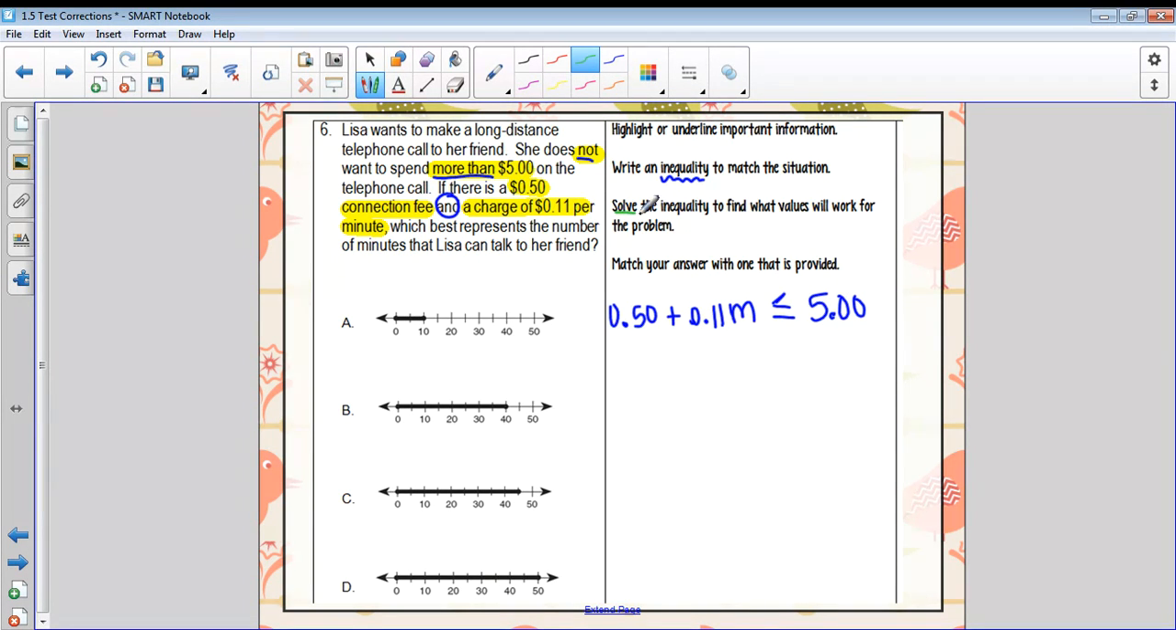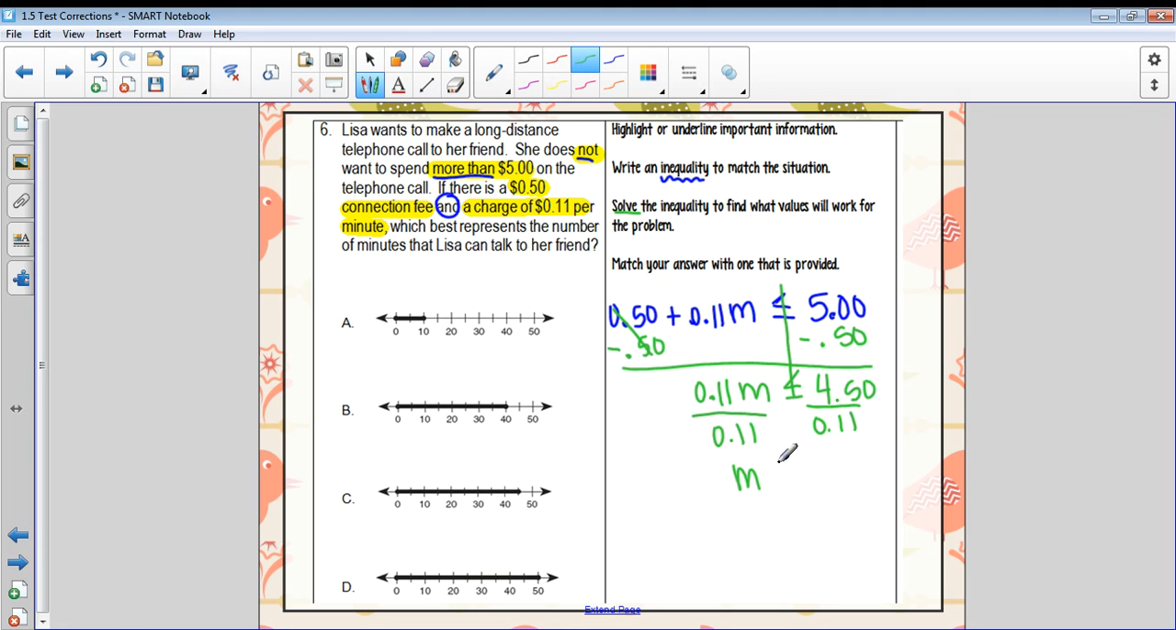I can go ahead and solve the inequality to see where my values would work. We're going to move things away from the M. So I'm going to subtract 50 cents from both sides. Subtract that connection fee. I get 0.11M is less than or equal to 4.50. These two, since they have no symbol between them, are connected by multiplying. So I will divide both sides by 0.11.